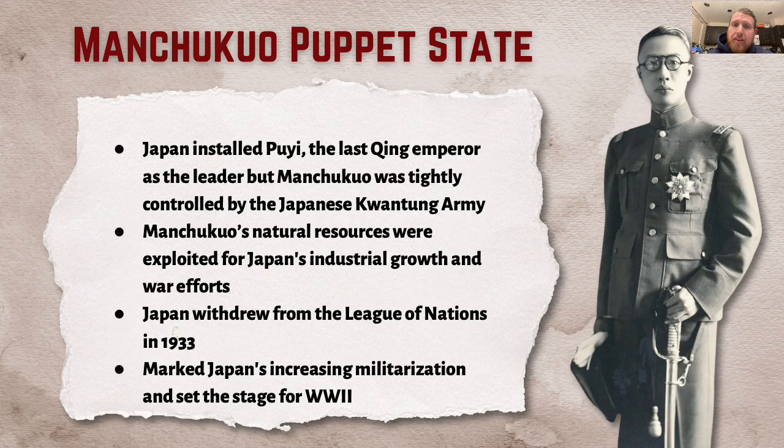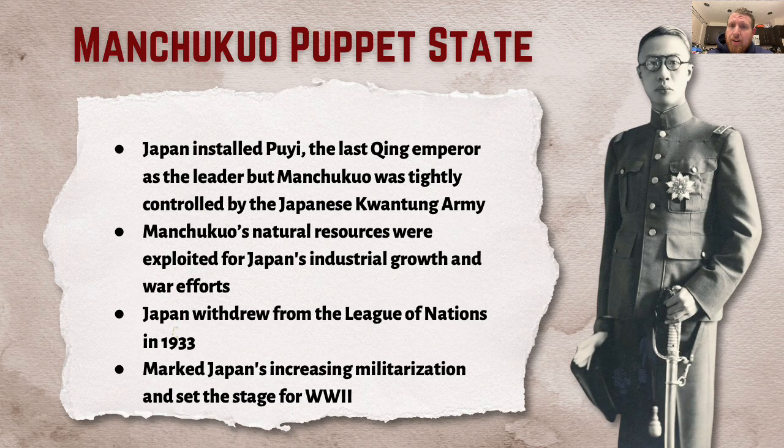The creation and administration of Manchukuo had significant consequences for Japan and the broader region. Internationally, it led to Japan's isolation, as its aggressive expansionism was condemned by the League of Nations. This act marked Japan's increasing militarization and detachment from international norms, setting the stage for its participation in World War II. Domestically, those resources and strategic advantages supported Japan's industrial and military expansion, but those short-term gains were overshadowed by the eventual devastation of World War II.